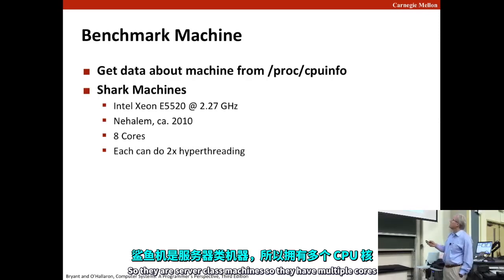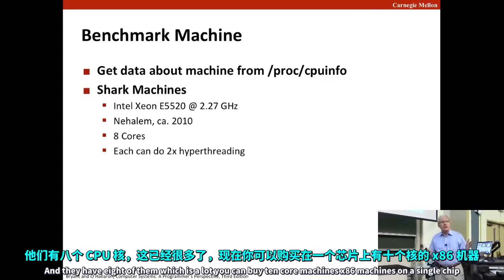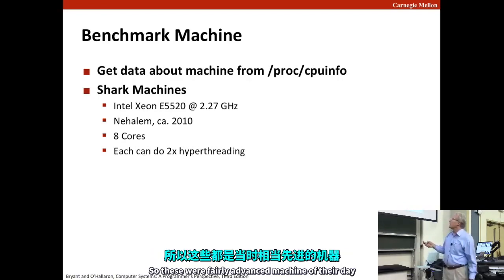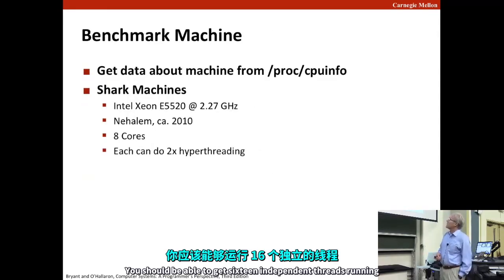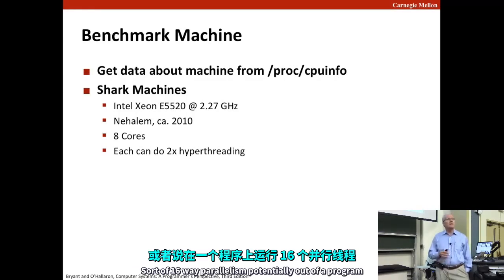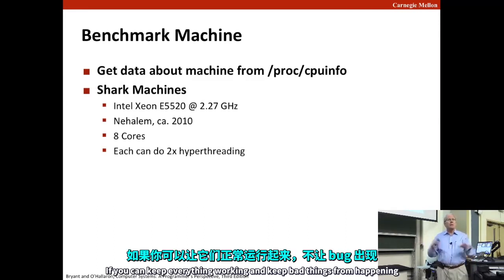So they're server class machines. They have multiple cores, and they have 8 of them, which is a lot. You can buy 10-core x86 machines on a single chip, but I don't think you can get more yet. So these were fairly advanced machines in their day, and they also have two-way hyperthreading. So in theory, you should be able to get 16 independent threads running, sort of 16-way parallelism, potentially out of a program, if you can keep everything working and keep bad things from happening.